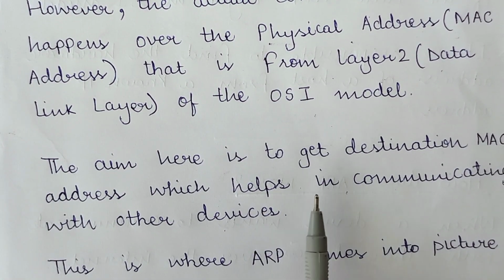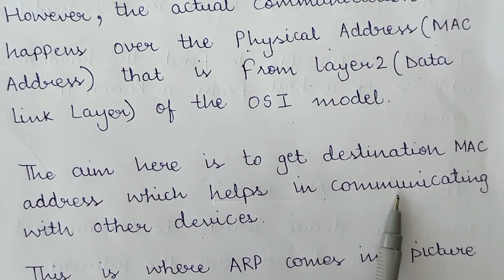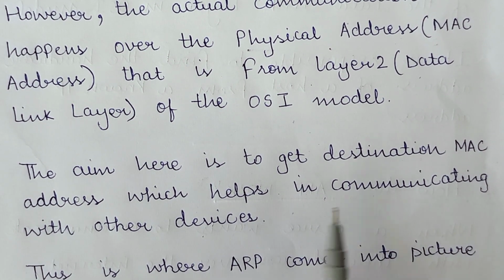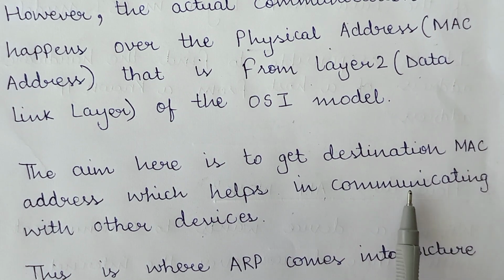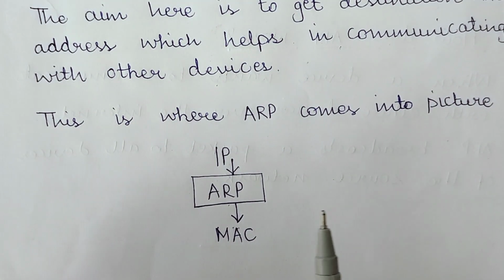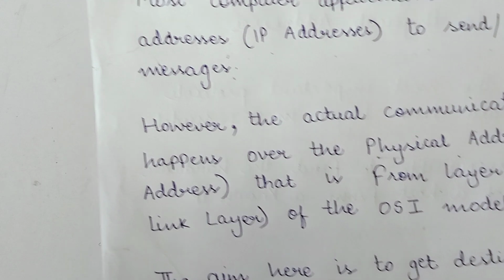Now the aim here is to get the destination MAC address, right? We have the logical address, and our aim is to get the MAC address from that logical IP address, which will help in communicating with other devices, because it is with the help of this MAC address that two devices can communicate with each other. And this is where ARP comes into the picture, because ARP is used for mapping IP addresses to MAC addresses.